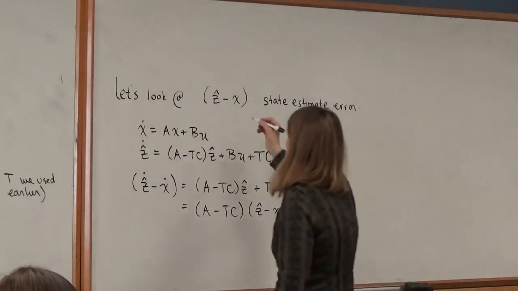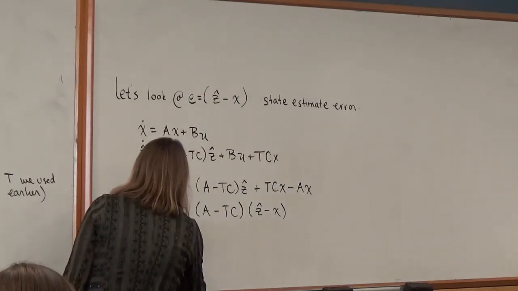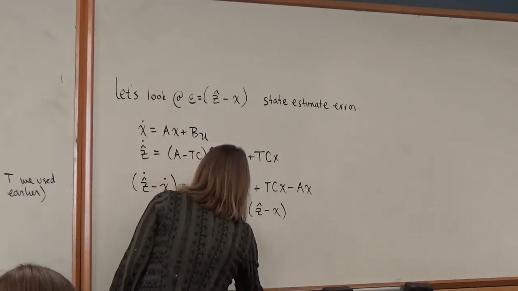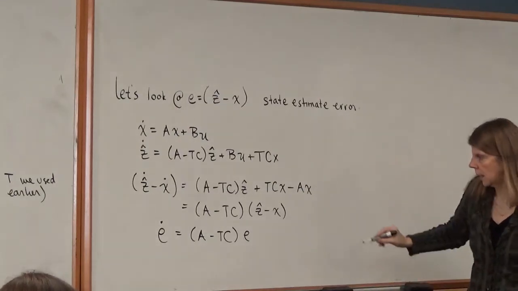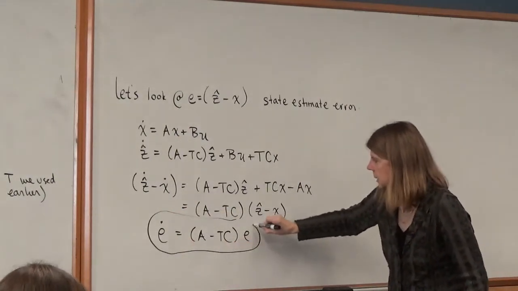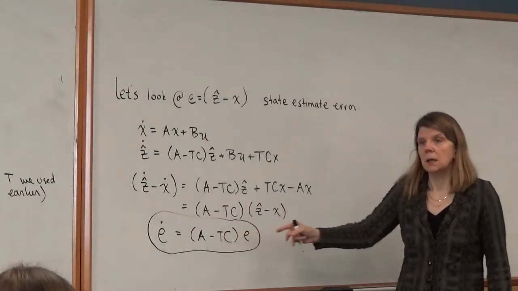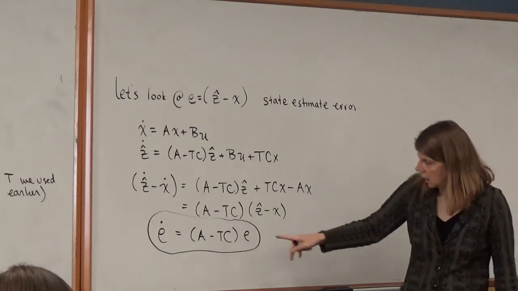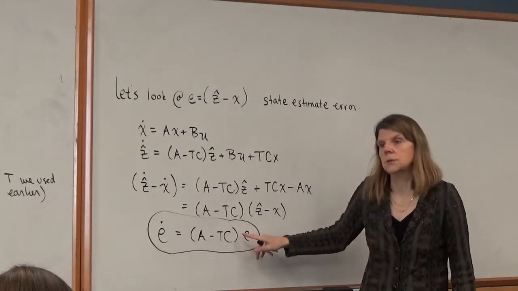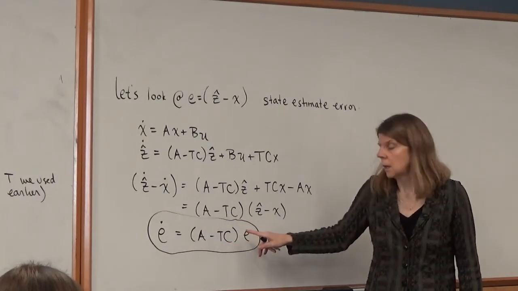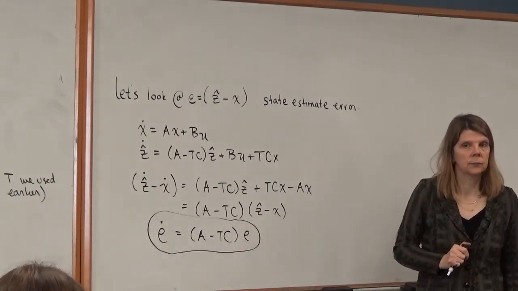So if I call this error e, then I've come up with an equation for the dynamics of the error between the estimate of the state and the state itself. And why is that amazing? This is why this Luenberger estimator is so cool. This is a dynamic system. Its evolution is completely dependent on the eigenvalues of A minus TC. So what if the eigenvalues of A minus TC were all in the left half plane? What would happen to e?